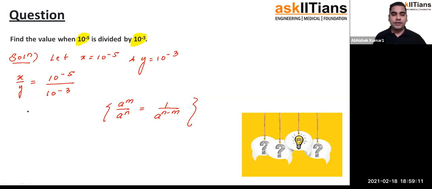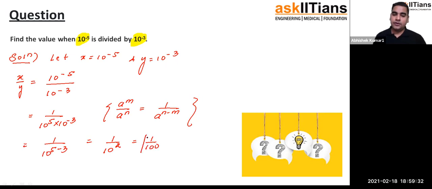in the denominator. So if I use this particular rule, I can write it like this: 1 upon 10 raised to the power 5 into 10 raised to the power minus 3, or this can be written as 1 upon 10 raised to the power 5 minus 3. So I will have 1 upon 10 raised to the power 2. Clear? So 1 upon 10 raised to the power 2 is going to give me 1 upon 100. So 1 upon 100 is the answer in this situation.